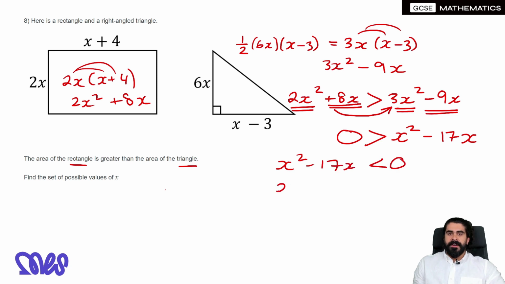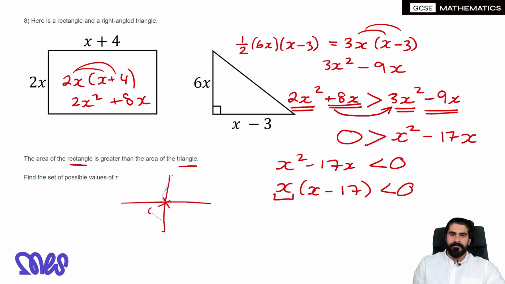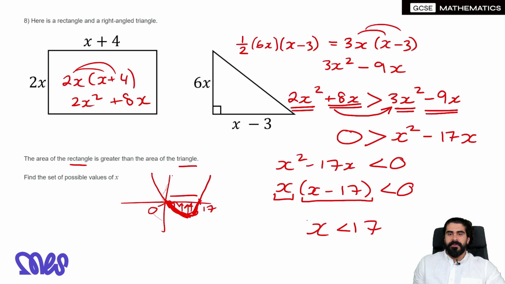Now to solve this, we need to factorize out x. So we'll be left with x minus 17. So you have two solutions, x equals 0. Let's do our sketch. Or x minus 17 equals 0, which makes x 17. So like that. Then you just want anything underneath. So you just want any of these x values. So you want anything between 0 and 17. And it can't equal 0 and it can't equal 17 because of the way we've fixed the inequality there.